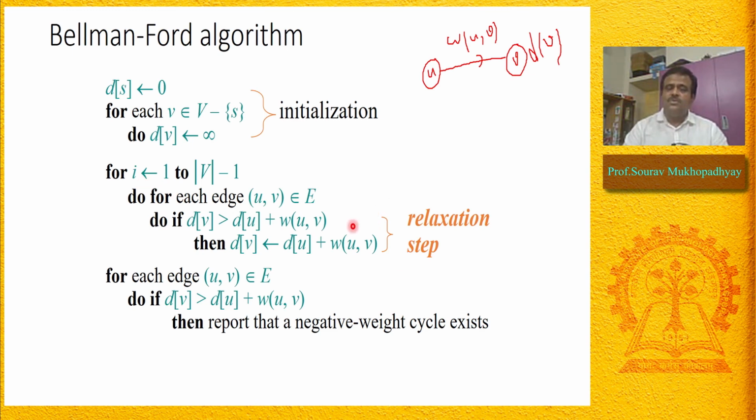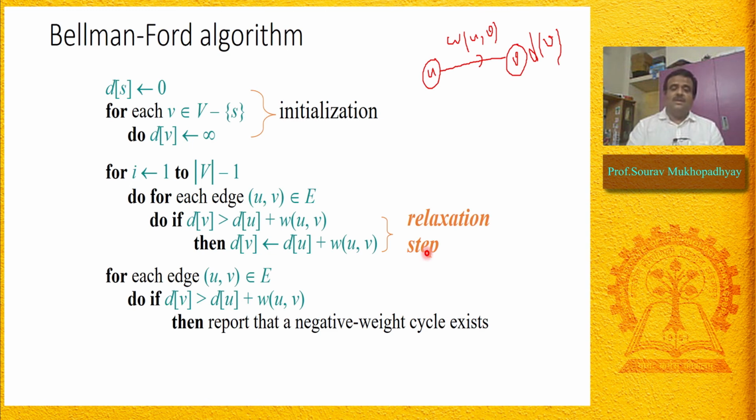Then for i equal to 2, again m times, for i equal to 3, again m times. So lots of relaxation is going on. How many times do we do it? Order of V times E times. The loop size is order of V and the number of edges is order of E, so we do this relaxation order of V into E times.